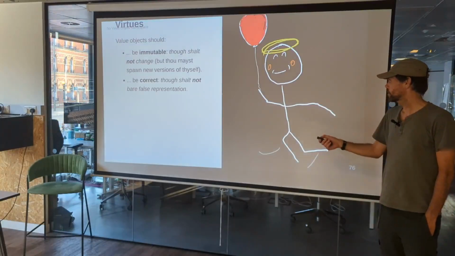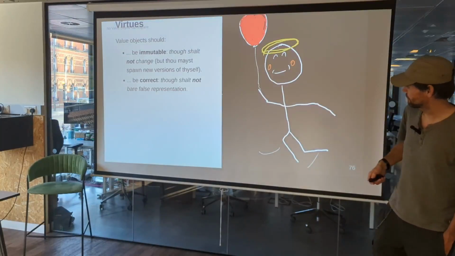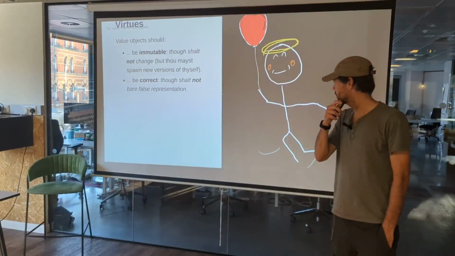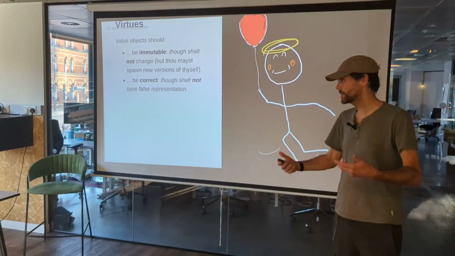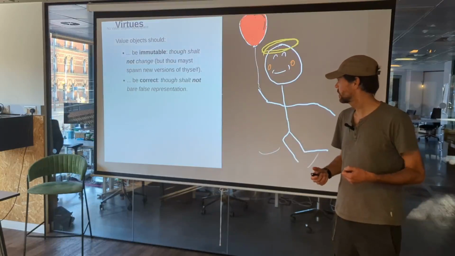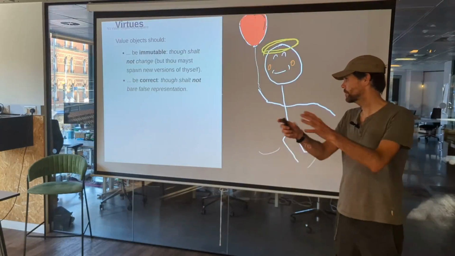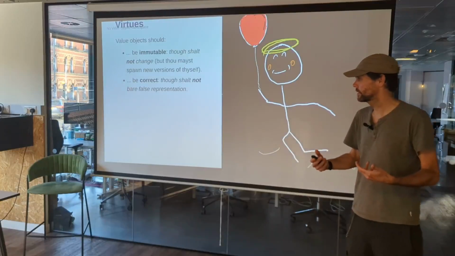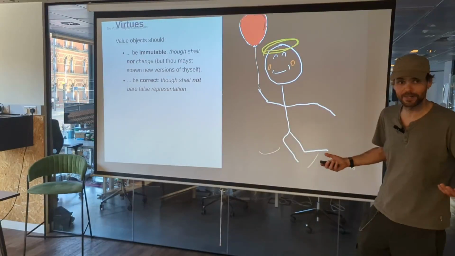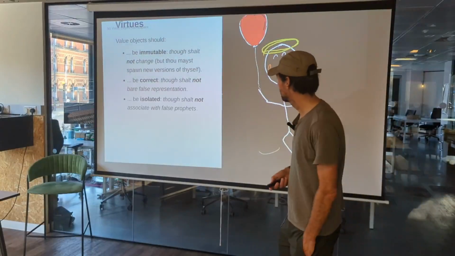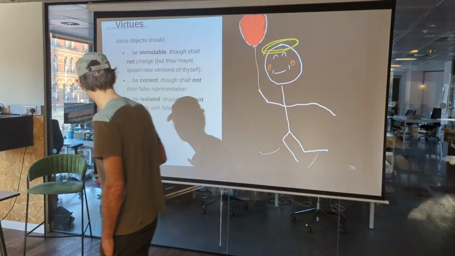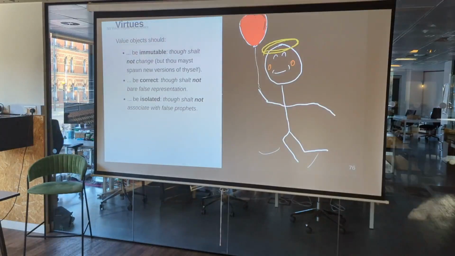Value objects should be correct. Thou shalt not bear false representation. So yeah, you're given a value object, you always know that it's valid. You can just take it for granted, and if it doesn't have validation, you need to add it, right? Be isolated. Thou shalt not associate with false prophets. So value objects should be pure. They shouldn't have any external dependencies.